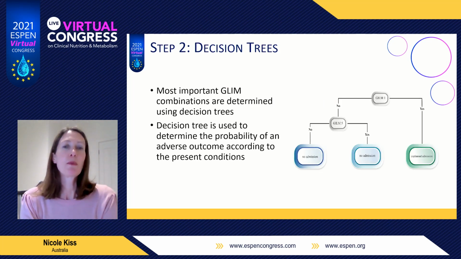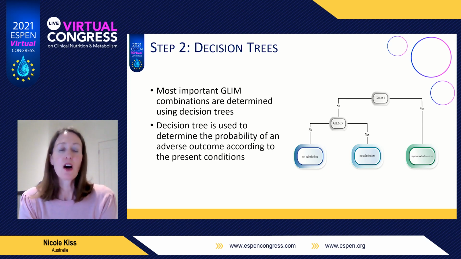The most important GLIM combinations are determined using decision trees, which are then used to determine the probability of an adverse outcome according to the present conditions. The decision tree branches are followed depending on the presence, yes, or absence, no, of the GLIM combination until a predicted probability of the outcome, for example, unplanned admission or no unplanned admission, is determined. Using the example on the screen, the diagnosis of malnutrition by unintentional weight loss and reduced food intake, which we have called GLIM1, has a high chance of unplanned admission within the next 30 days.